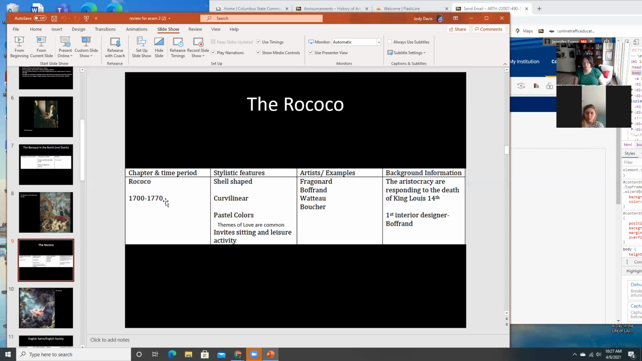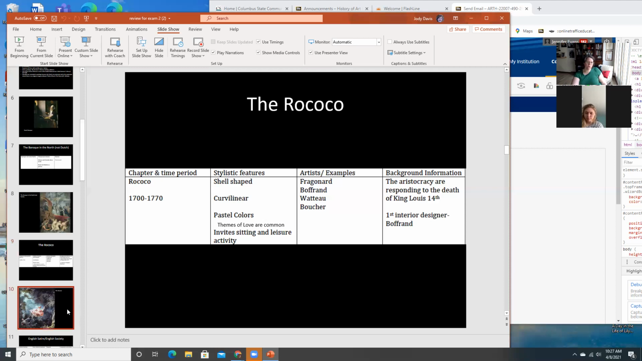And basic background information. The aristocracy are responding to the death of King Louis XIV. Remember, in the Baroque time, there was this great devotion to the state. King Louis XIV takes everybody and moves them to Versailles. And he says, your whole purpose in being in Versailles is to worship me because I'm the Sun King. I'm literally a god here on earth, and you shall do everything for me. Just him getting dressed was a 4-hour ordeal. It was a ceremony. It was a big deal.